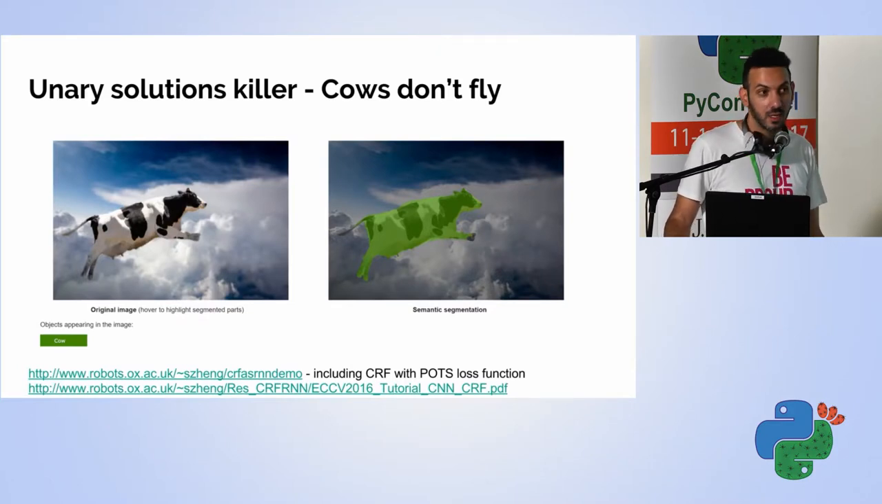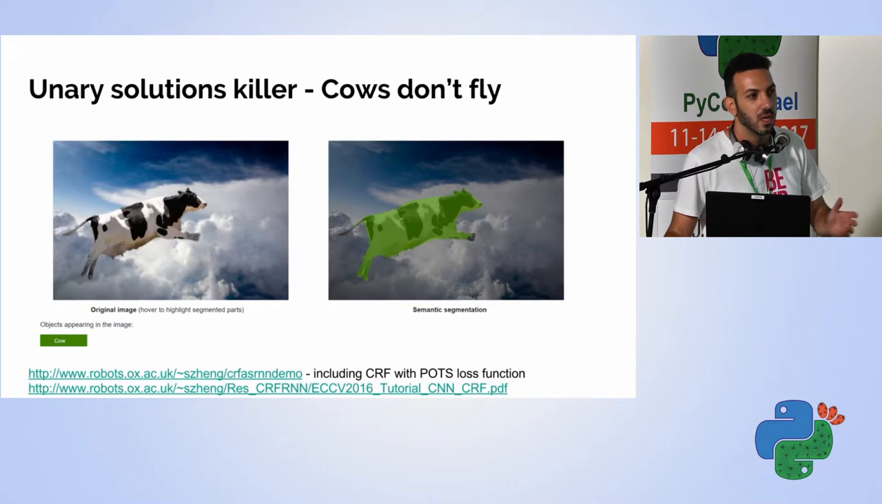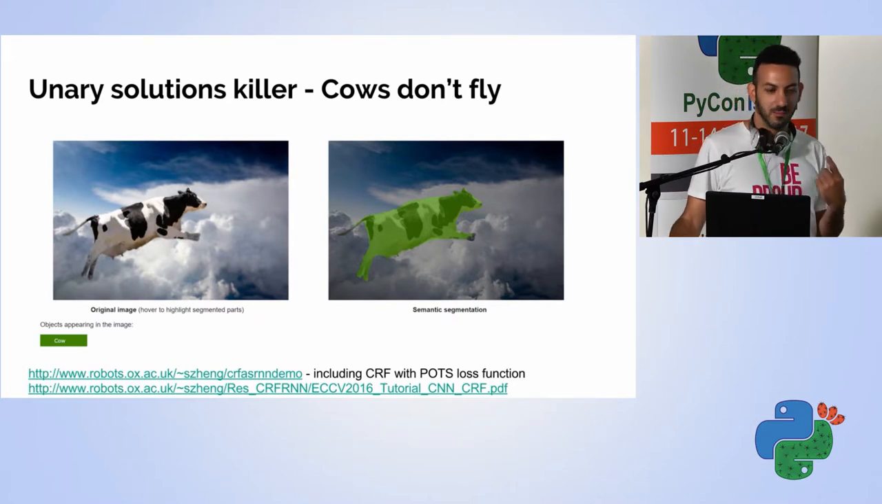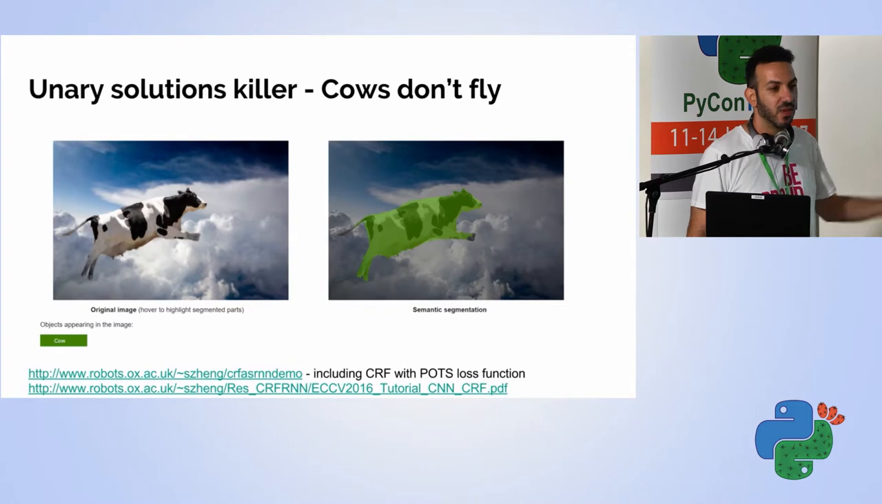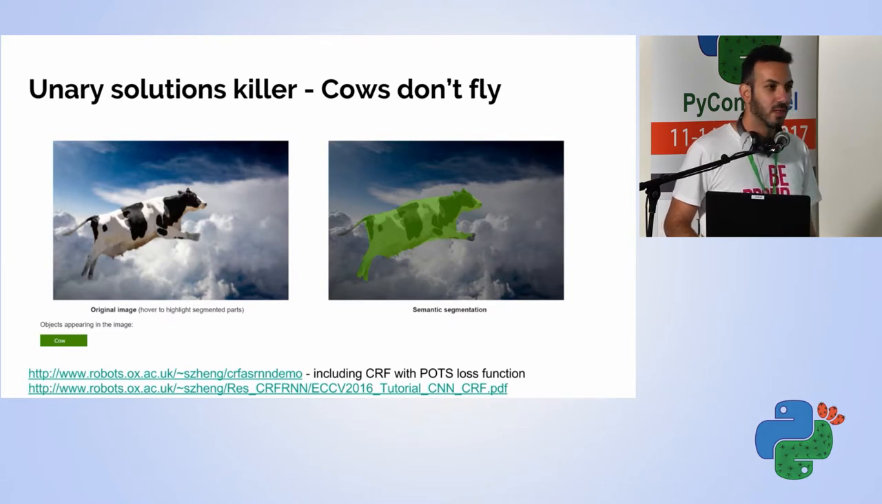And this is the Unary solution killer. Every Unary solution, every solution that looks only at the input space and doesn't look at the labels that its fellow pixels try to predict, will fall into this pit. They will all have the same disadvantage. So Unary solutions are limited. This is what I'm trying to say here, no matter how hard you try.